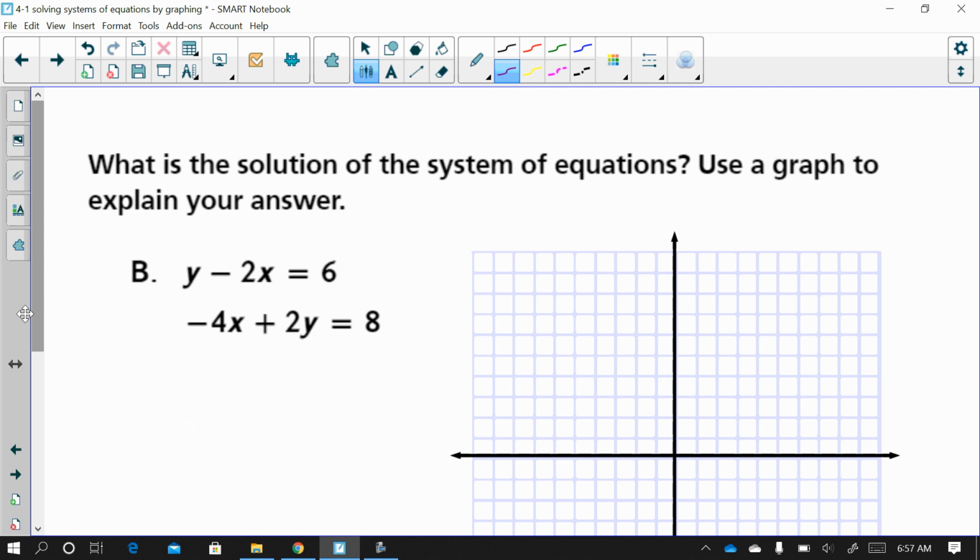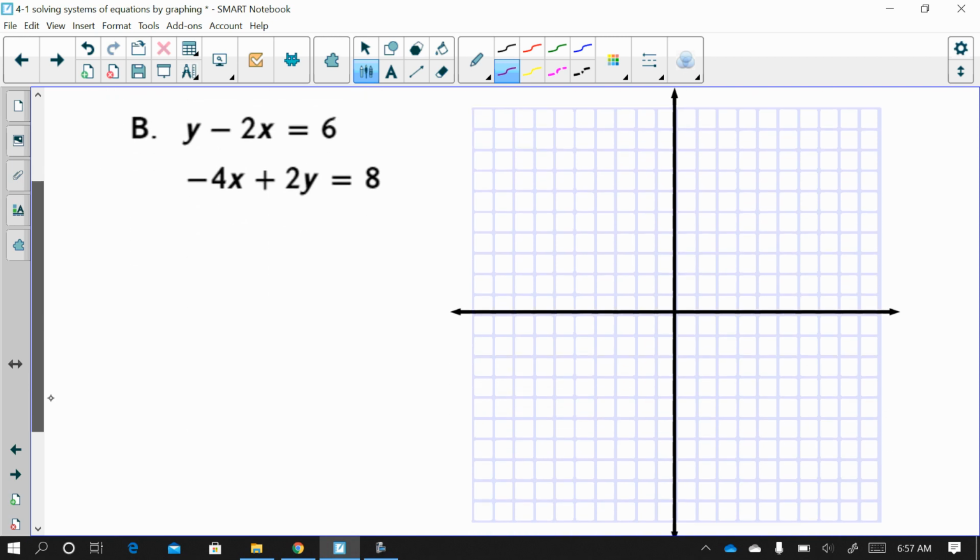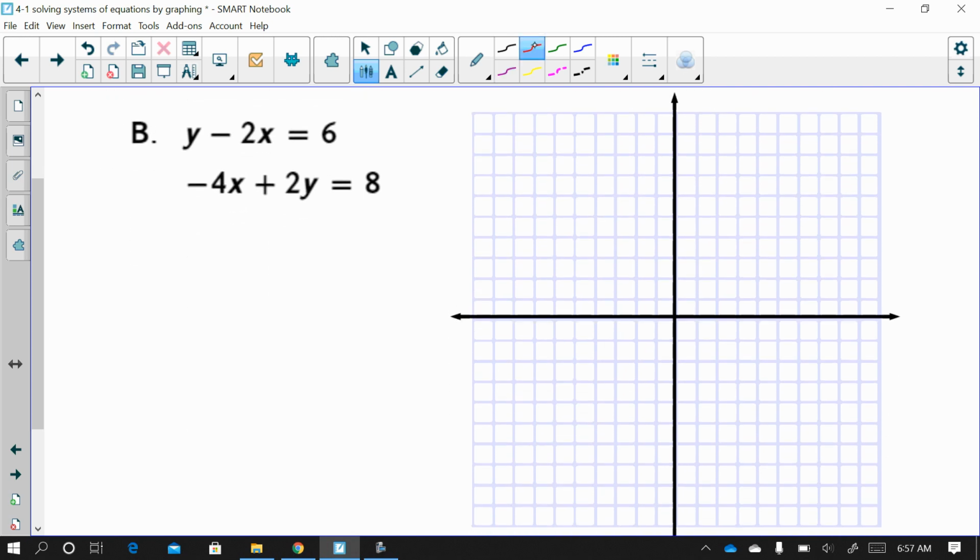Okay, our next example, we want to solve these ones. Let's concentrate here on the first line. Again, it's not in slope-intercept form, so let's do some manipulating. Obviously we need to add 2x to both sides. So this just gives me y equals 2x plus 6.